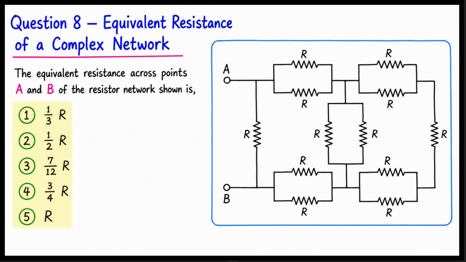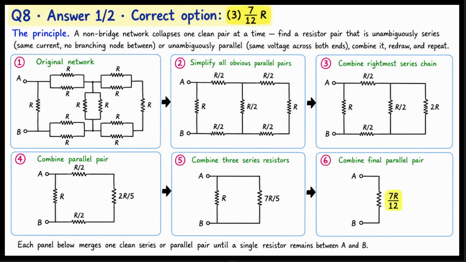If at this point you cannot see a clean series pair or a clean parallel pair anywhere in the diagram, you have not yet looked at it the right way. The trick is to find a single pair that is unambiguously series or unambiguously parallel. Combine just that pair, redraw the simpler diagram, and repeat. The principle is the entire method. Complex networks collapse one pair at a time.